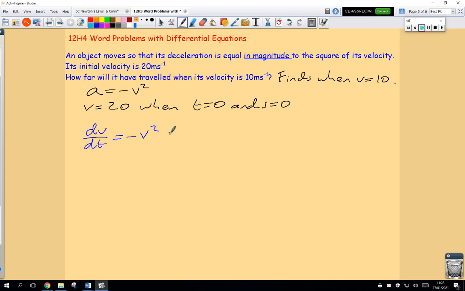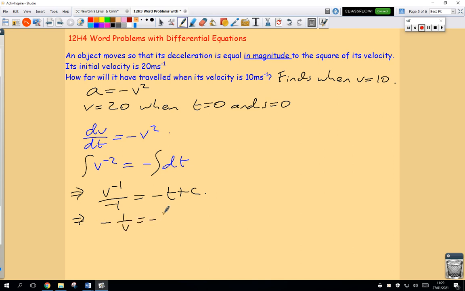Separate, dividing both sides by v squared, I'm going to get v to the power of negative 2 over here. Remember, it's 1 over v squared, which is v to the negative 2. Multiplying on both sides by dt, I'll get negative dt, and then I'm going to integrate, factoring out the negative 1. So that's going to be v to the power of negative 1 over negative 1, which we'll simplify in a moment. This will be negative t plus c. v to the power of negative 1 is 1 over v, so I'm going to get negative 1 over v is equal to negative t plus c.